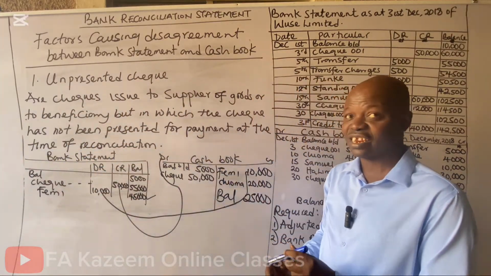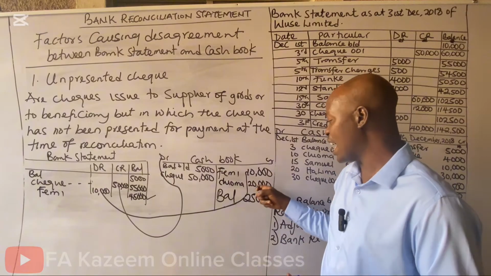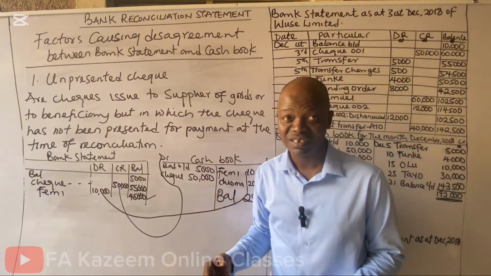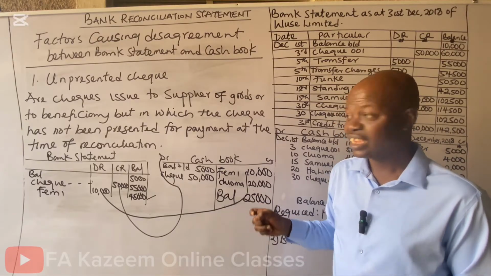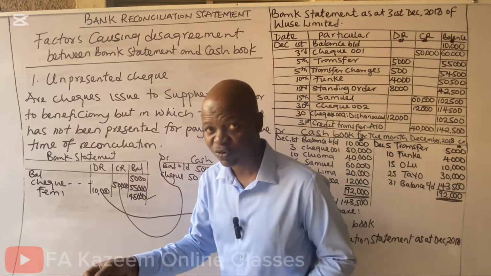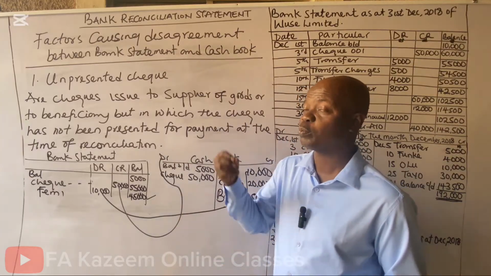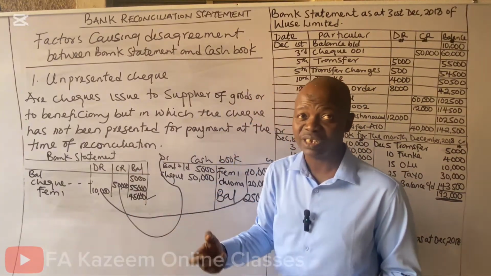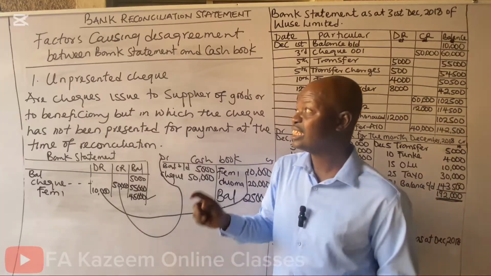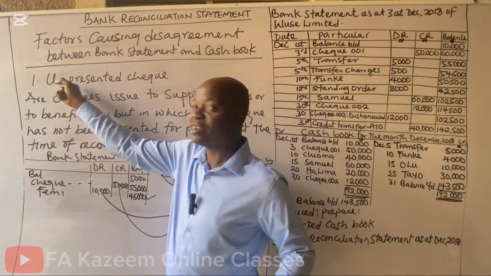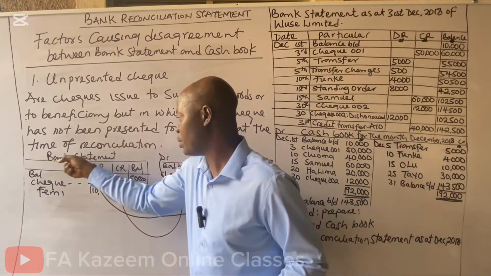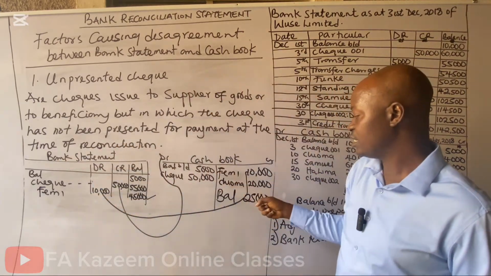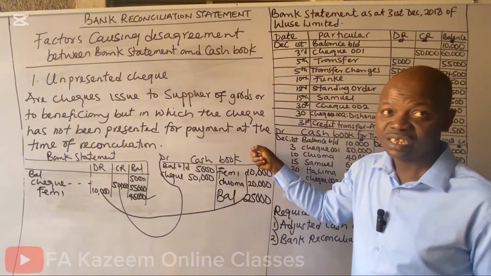How do we reconcile it? The way we reconcile it is to add the 20,000 back to the cash book balance so that the cash book too can have 45,000 naira back. In that case, where a check is given to someone and the person failed to present the check for withdrawal of money till the end of that month, it will cause what we call unpresented check, and it will create a discrepancy between the bank statement prepared by the bank and the cash book prepared by the customer.